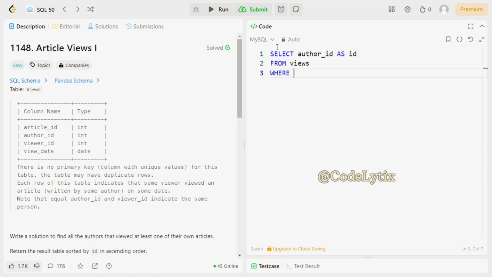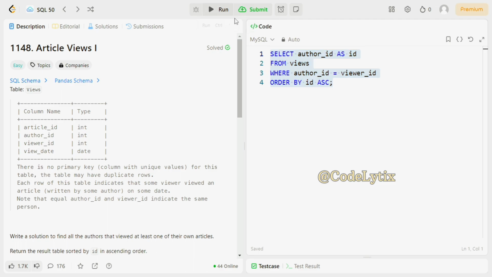Where we have the condition that the authors viewed at least one of their own articles. So this author ID is equal to the viewer ID. Okay, and we need to sort the result by ID in ascending order. Ascending is actually not mandatory, but you can write it also.